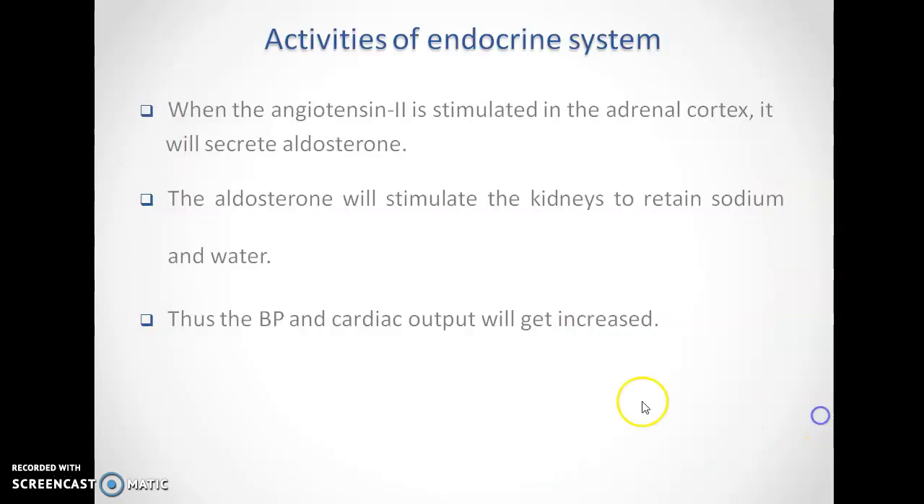Fourth is activities of endocrine system. When the angiotensin 2 stimulates the adrenal cortex, it will secrete aldosterone. The aldosterone will stimulate the kidneys to retain sodium and water. Thus, the blood pressure and cardiac output will get increased.